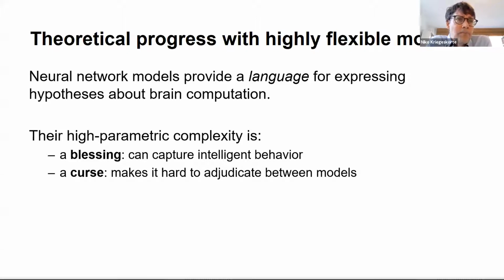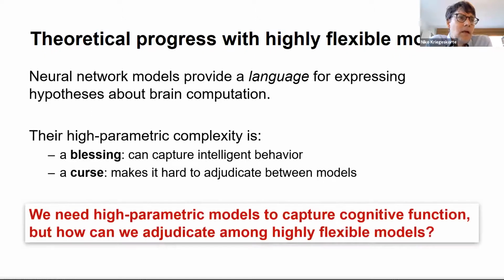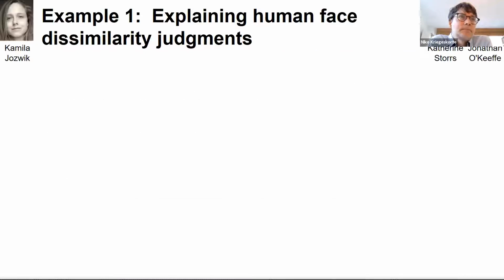However, this high parametric complexity is also a curse because it makes it hard to adjudicate between models. So the people in our community who feel that these highly flexible models might be problematic, they also have a point. Because it's much more challenging, both at the level of interpretation and at the level of statistical analysis, to really test and compare these models. So on the one hand, we need high parametric models to capture cognitive function, but the question is, how can we adjudicate among these highly flexible models?